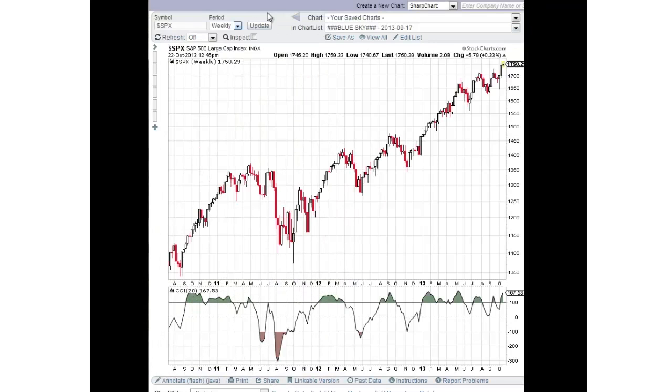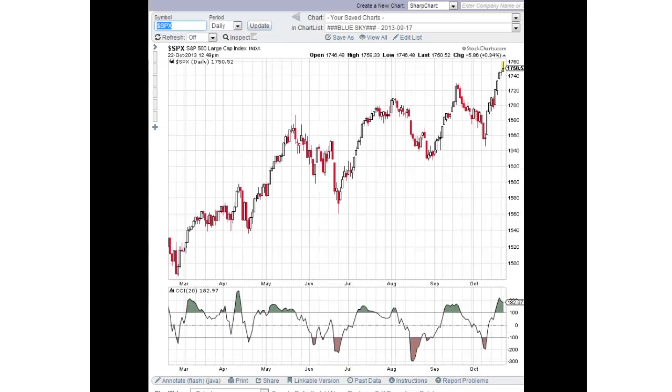The other way I use it is on the daily chart. Here's the daily chart of the S&P 500 with the CCI. And we know that for all of 2013, so far at least, the market has been in an uptrend, in buy the market mode. So when I scroll down from the weekly chart to the daily chart, what I can do is look for those extreme readings below the negative 100 line on the CCI, the sharp dips below that level for nice entries into the market.